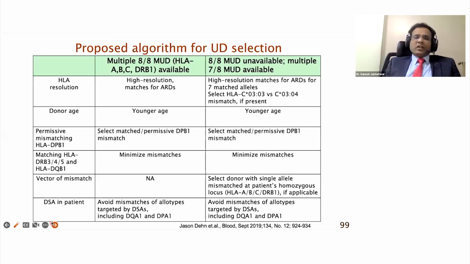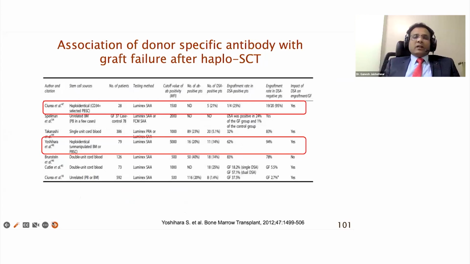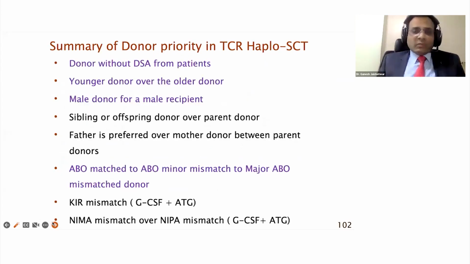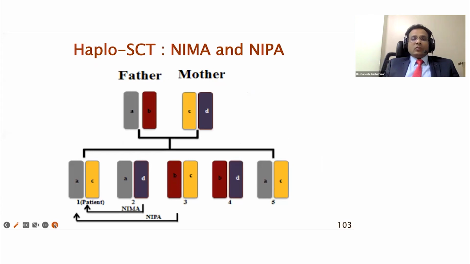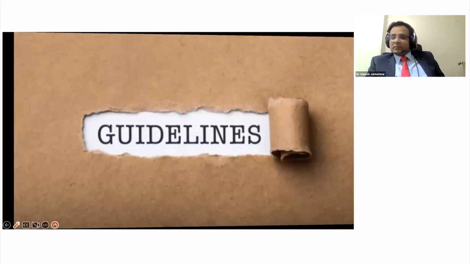So again, these are various algorithms. I'll skip this. There are various set guidelines, and so this is a summary of donor priority. In mismatched donor transplant, we tend to choose donors without donor specific antibodies. Younger donor, male donor, sibling donor over parent donor, father preferred over mother, and ABO matched over ABO mismatched. Again, KIR and all, I will come to that later. So NEMA versus NEPA, again, I'll skip this part because the time will be less.